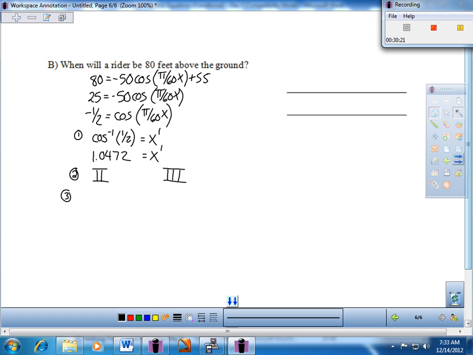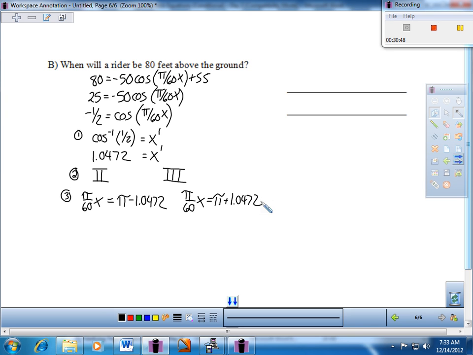Okay, so in this case, now we undid the cosine, and we're going to get pi over 60 times x equals the quadrant 2 angle, pi minus. And again, when I undid that cosine, everybody, I'm left with pi over 60x, and so that equals the quadrant 3 angle, and that would be pi plus.